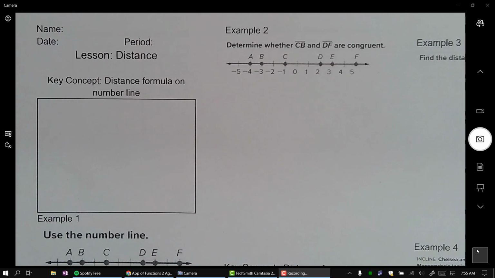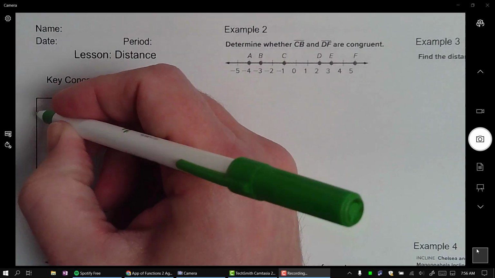Hello everyone. Today we're going to be working with distance. So let's go ahead and start off with a key concept.